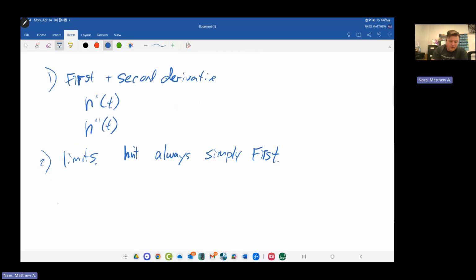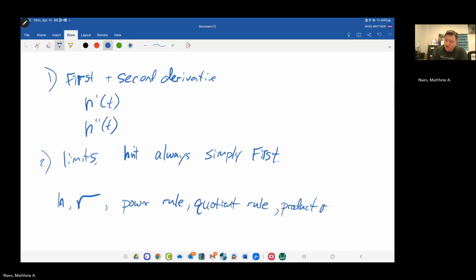You have derivatives of log functions, so natural log functions, derivatives of e, power rule, derivatives of rational functions, so square root functions, power rule, quotient rule, product rule. Okay, all your derivative rules.